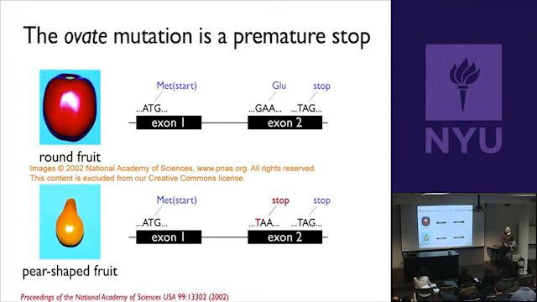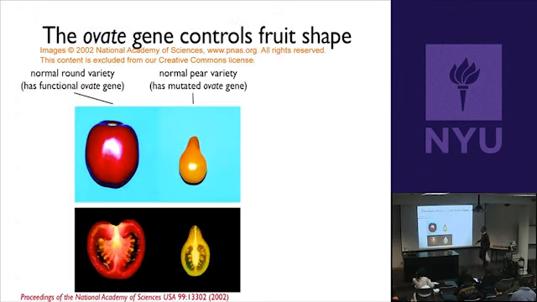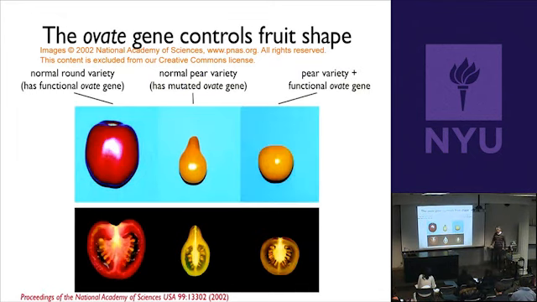So we start with a normal round variety, which has a functional ovate gene, and a normal pear variety, which has this mutated ovate gene. And then this is what happened if you take the pear variety and put in the ovate gene from the round variety. That's the only part of this genome that you're adding to this genome, and lo and behold, you get a nice round tomato. So that's proof. That shows that this is the gene that causes this difference, because you can repair this difference by just putting that gene back in.